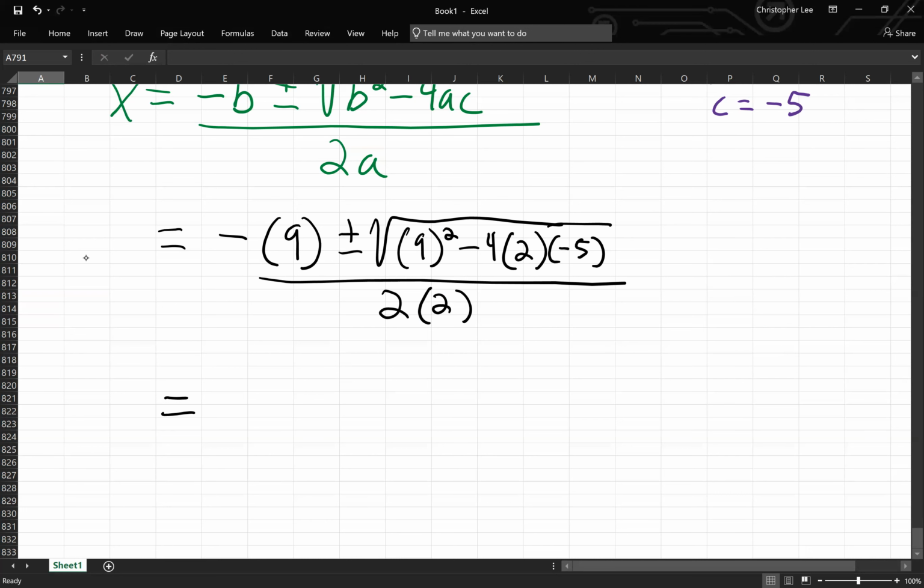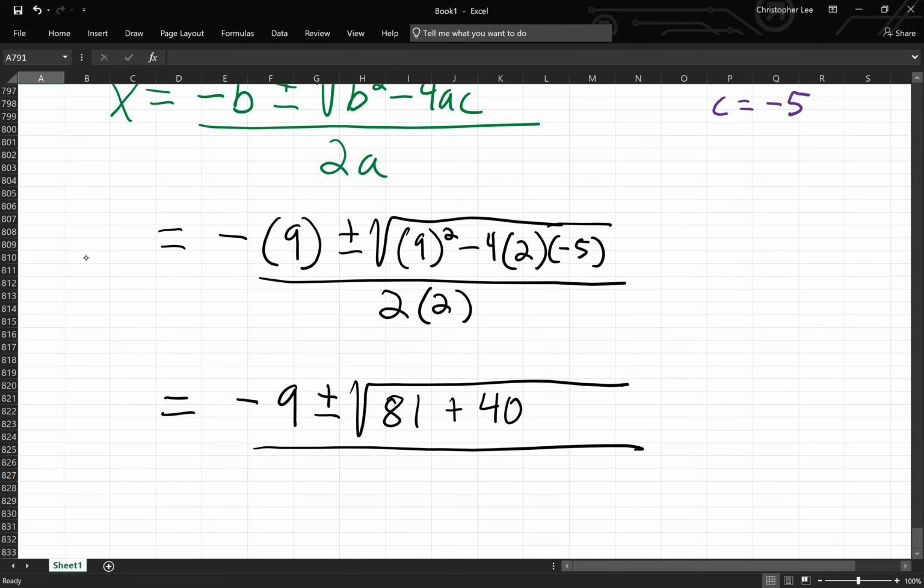Like which parts I'm going to do first? I got you. So look, first I'm going to do that -9, and then the plus or minus. I'm going to keep this square root. I'm going to do the math on the inside of the square root first. So 9 squared, what's that? Like 81, right? And then 4 times 2 is 8, and then 8 times, so that's -8. So -8 times -5 is what? Positive 40, right? And all of that is divided by 2 times 2, which is 4, right?